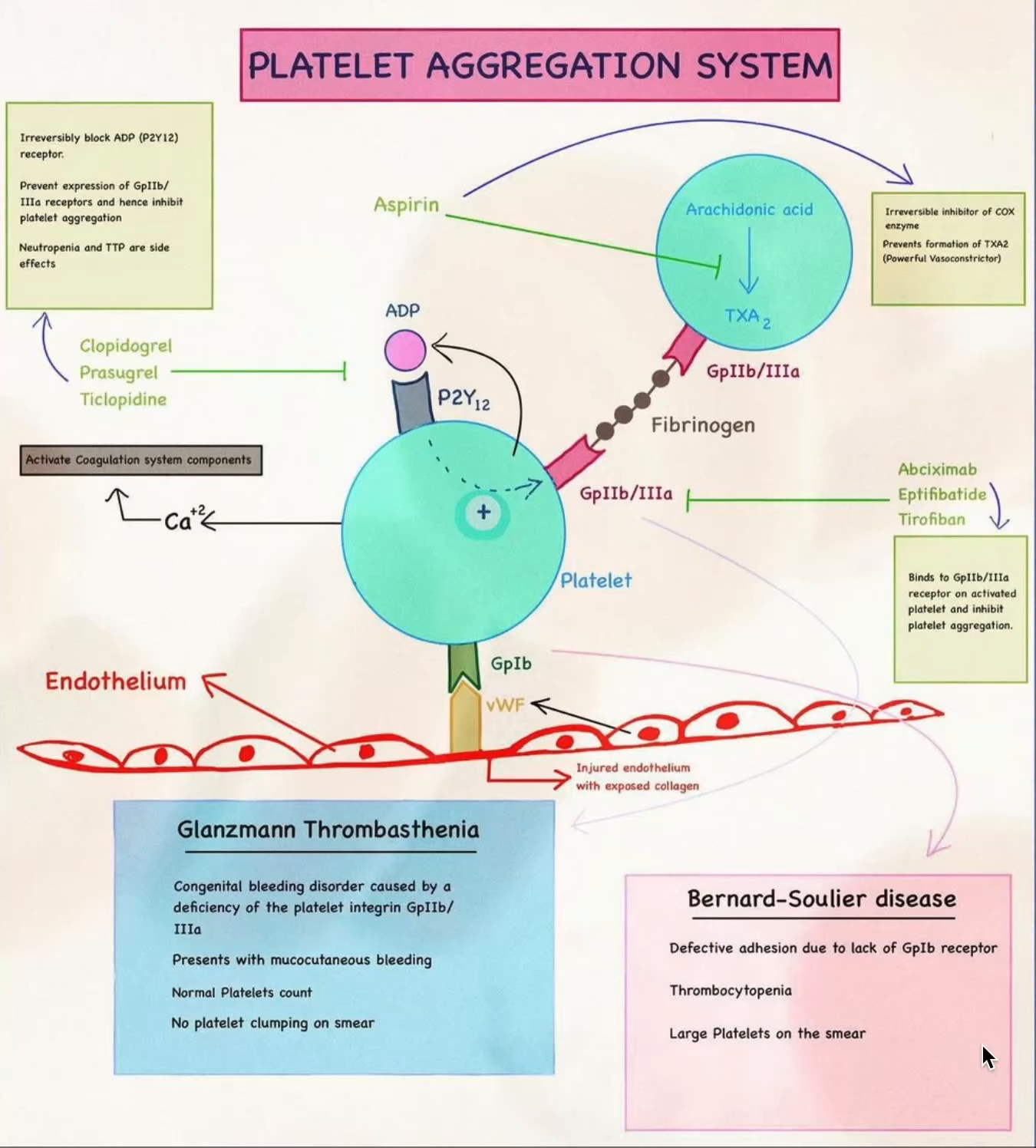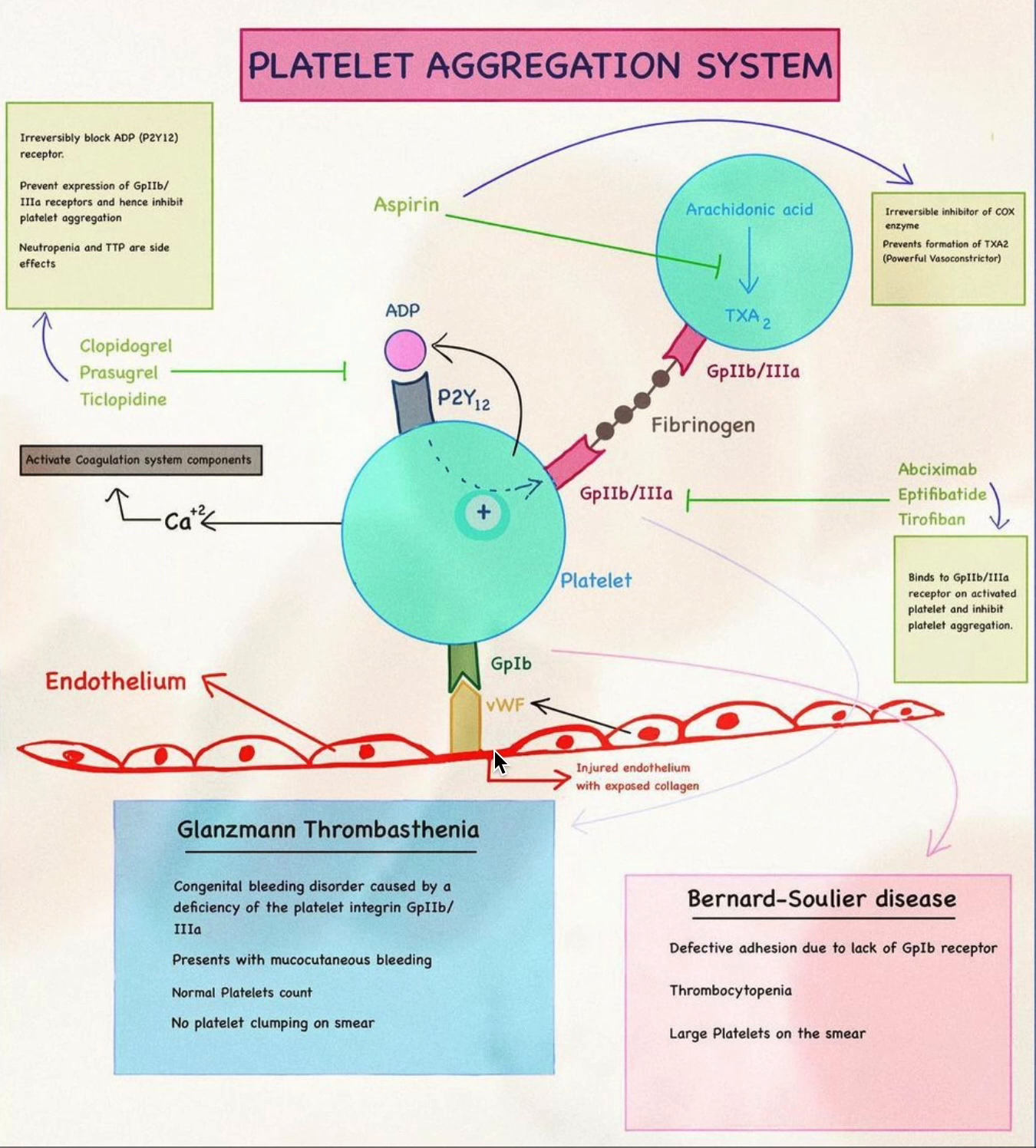So today we will talk about the platelet aggregation system. Whenever there is damage to the endothelium of the blood vessel, that damaged part must be plugged with something so that there is no excessive bleeding. This is done by the platelet aggregation system along with the coagulation system.